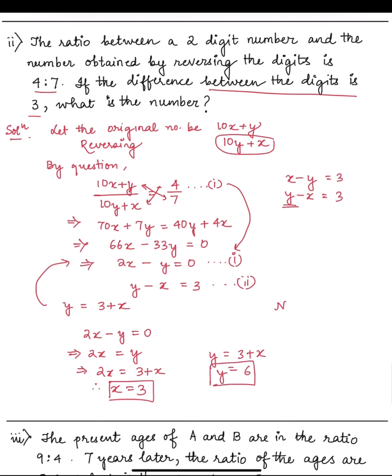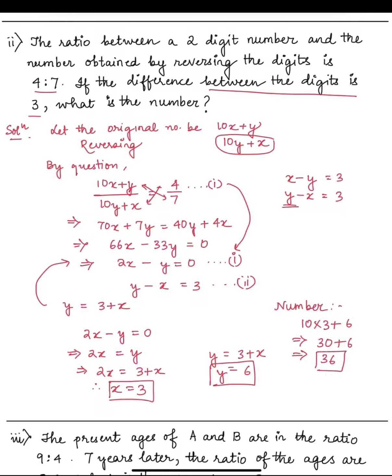So the number will be 10x plus y. So 10 into 3 plus 6. So that is 30 plus 6, that is 36. So my number is 36.